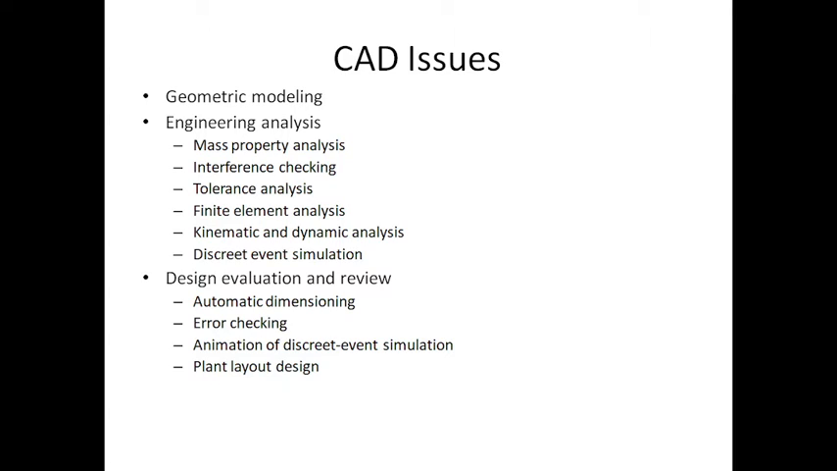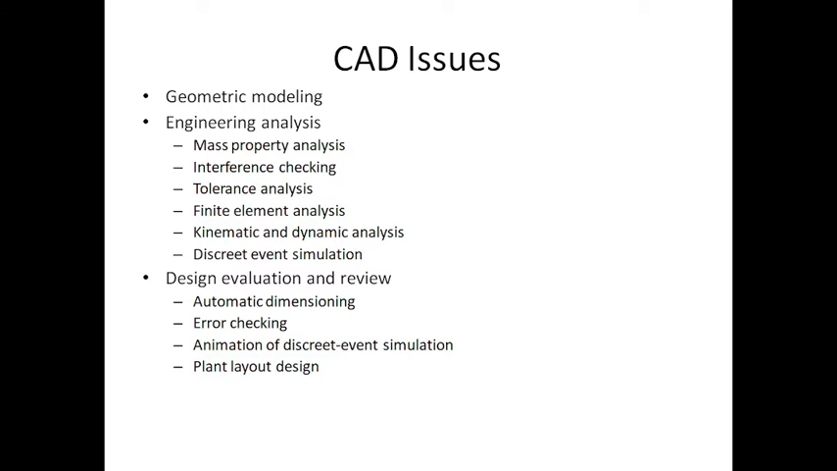And discrete event simulation, where you want to see, for example, in a factory setting, how the men and material are interacting, how the parts are being produced and moved on the shop floor, etc. Then you have various functions or issues related to design, evaluation, and review. For example, automated dimensioning. You generate a CAD model, and the dimensioning will be done by the CAD software.